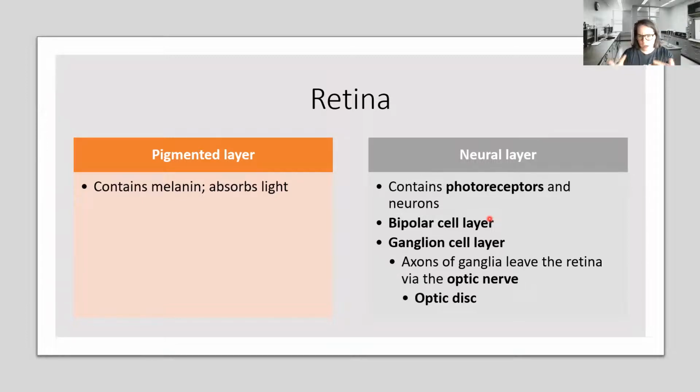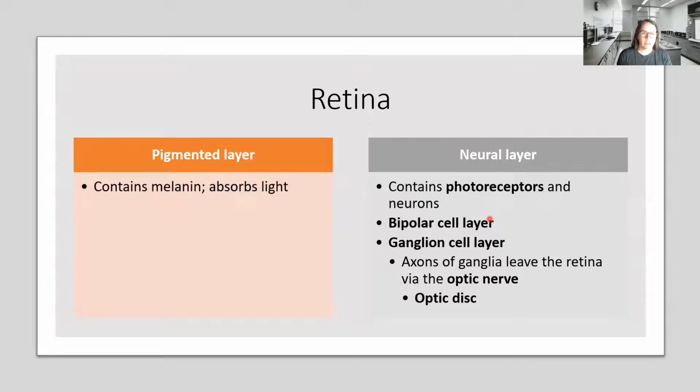I'm just going to talk about these structures and then we'll look at them on the next slide. We have a layer of photoreceptors. These are your rods and cones. They're the ones responding to changes in light, so lots of light or not a lot of light. When they get excited, they send their signals anterior to the bipolar cells and then further anterior to the ganglion cells.